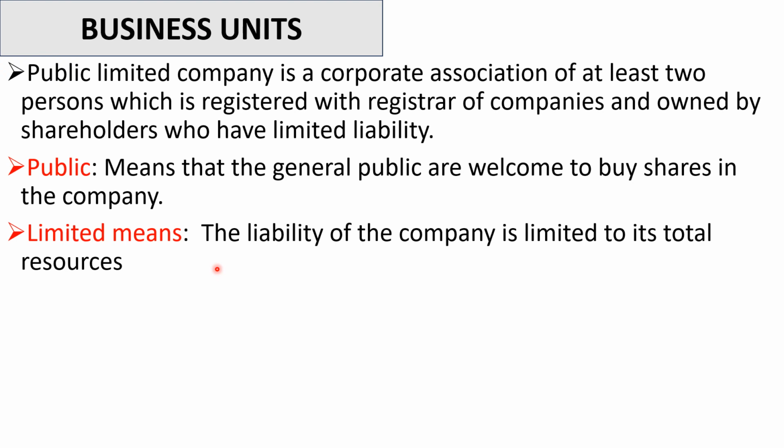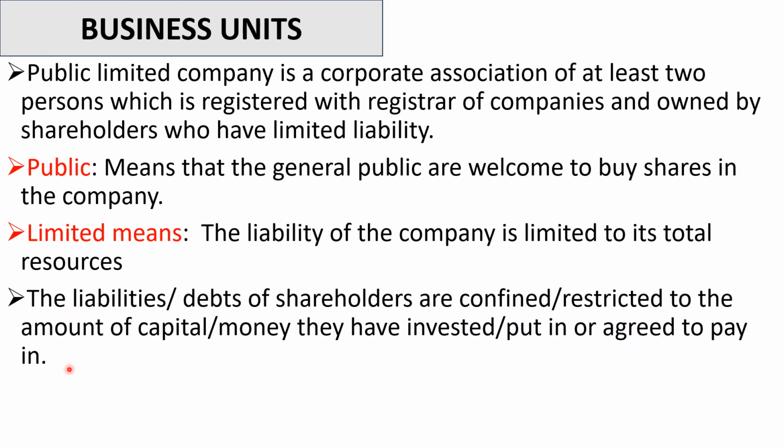This is where the difference between sole trader and partnership can be seen from private limited companies and public limited companies. A sole trader and partnership have unlimited liability, meaning that if the business is in trouble, the owner has to sort out that trouble. If the business is in debt and it cannot pay back the money, the owner has to pay the money. But for a private limited company or a public limited company, the owner has nothing to do with such. If the business is in trouble, the business has to find a way to sort out its issues. So the liability of the company is limited to its total resources.